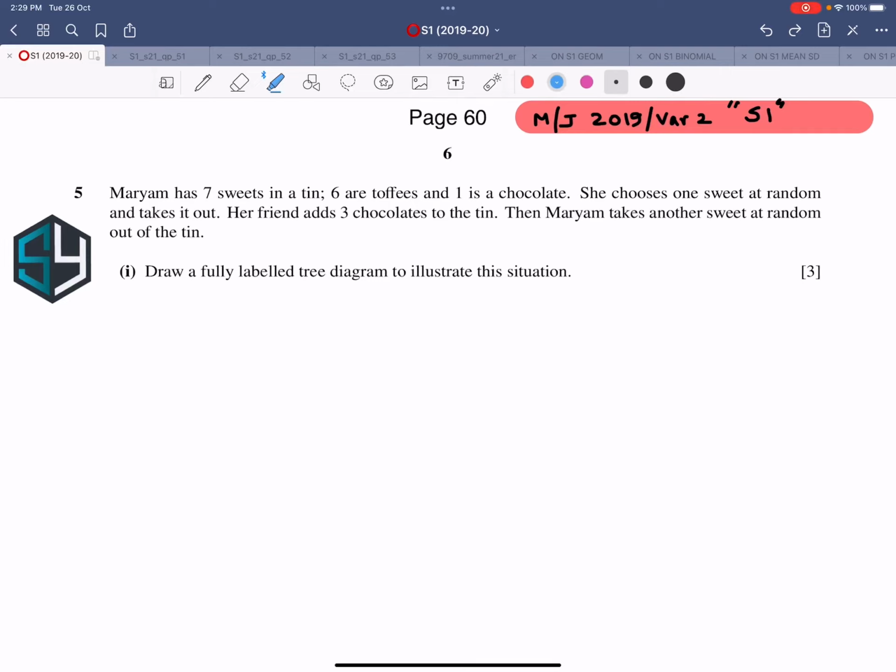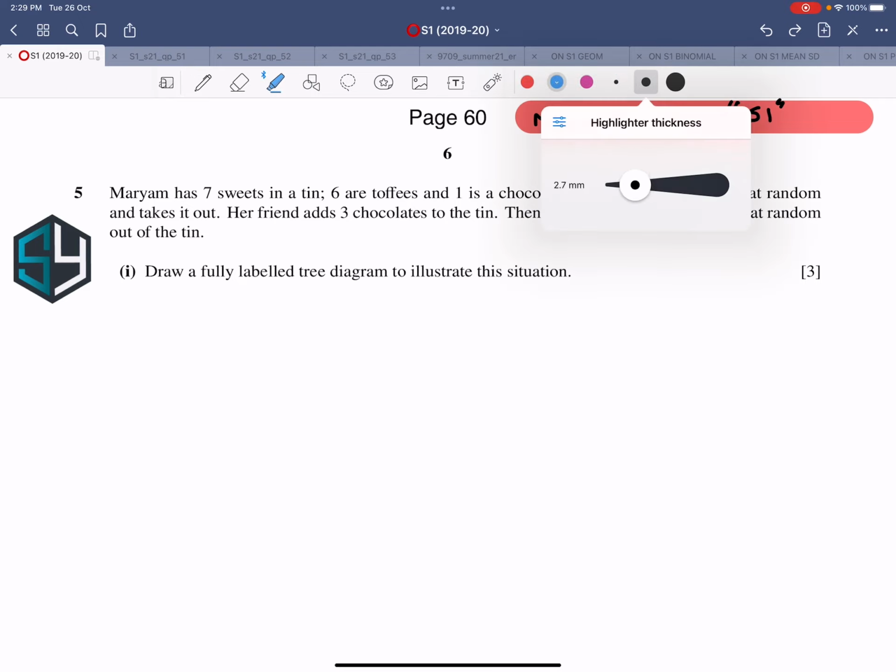2019, the second variant of S1. Let's look at this probability question. A lot of people find such a question a bit tricky. Let's first underline the important details in this particular question.